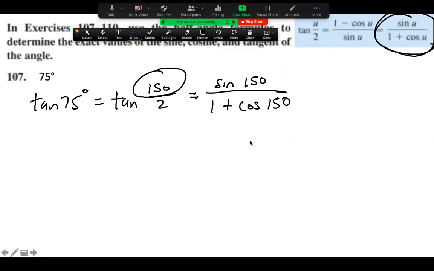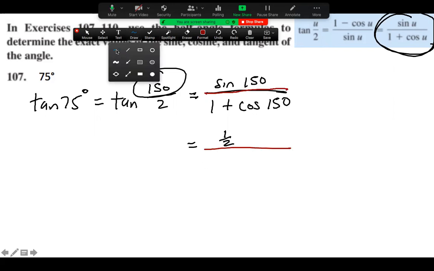Now that we have that, we can do substitutions. Sine is the y-coordinate at 150. The y-coordinate at 150 degrees is, what is it? Come on, brain. It is 1/2. So that would be 1/2 over, I'll put the fraction bar in red.